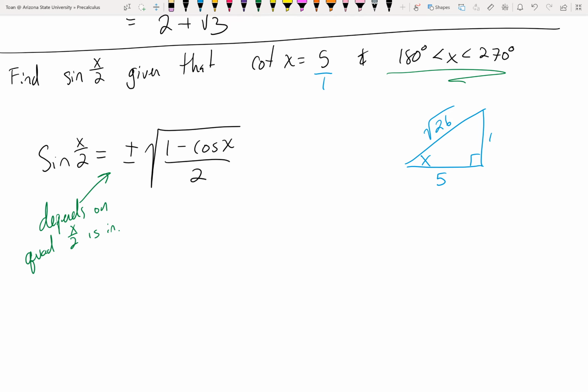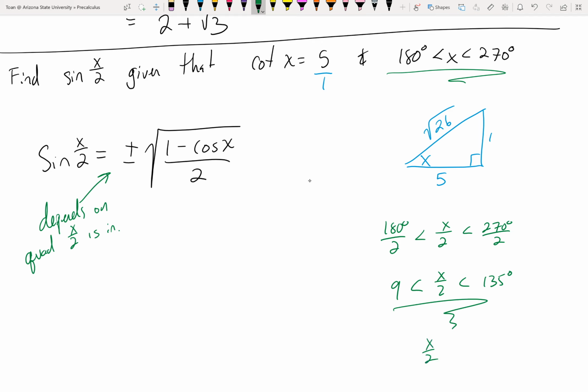So if 180 degrees is less than x is less than 270 degrees, then 180 degrees over 2 is less than x over 2, which is less than 270 over 2. That is 90 less than x over 2 less than 135. What does this mean? All this says is x over 2 is in quadrant 2. And because I know that we're in quadrant 2 and I'm dealing with the sine function, we know that sine must be positive, so we keep the positive answer. So that's it. We're good to go. We can answer this question now.